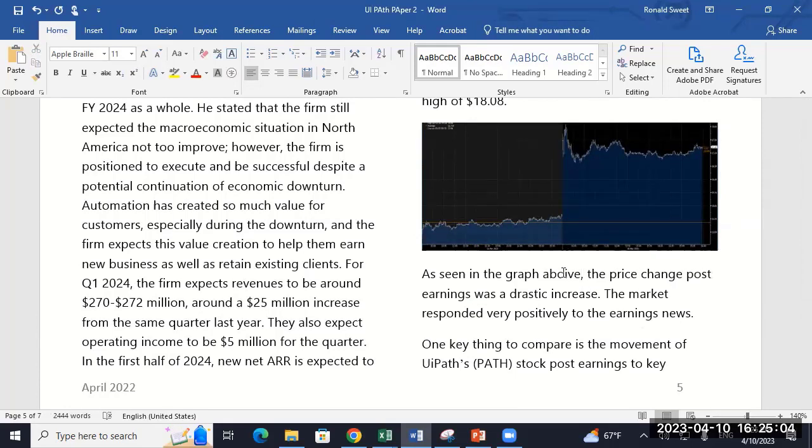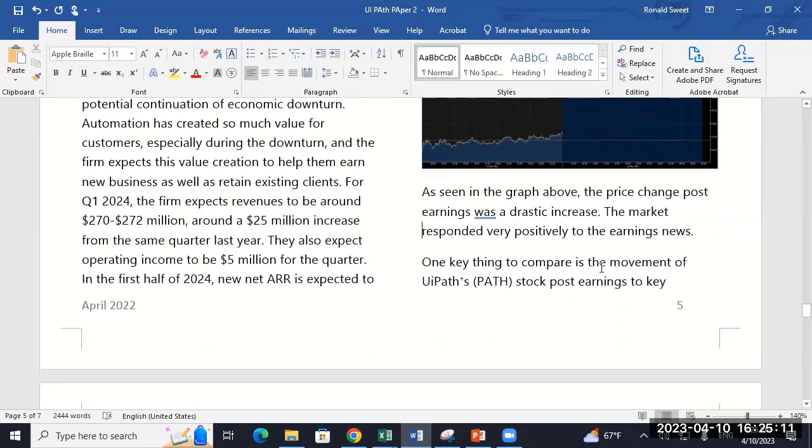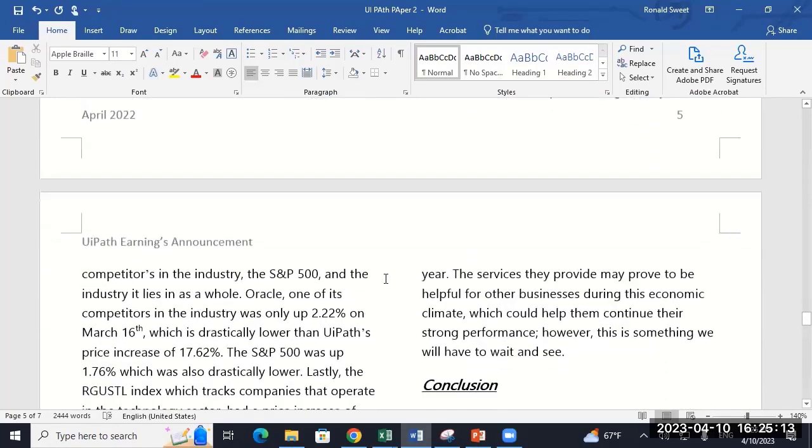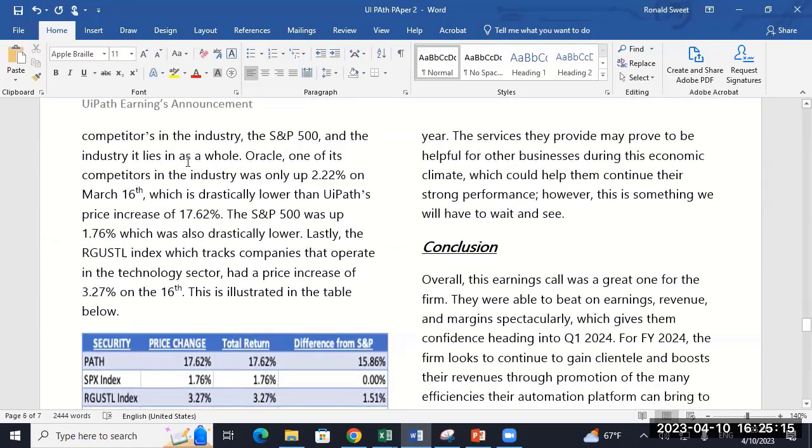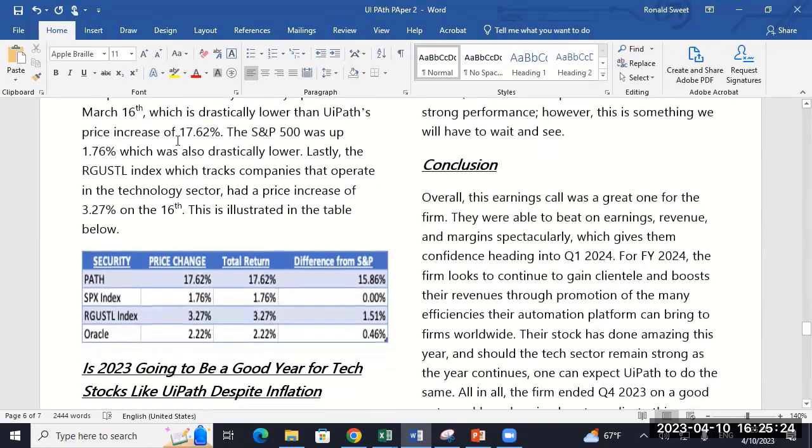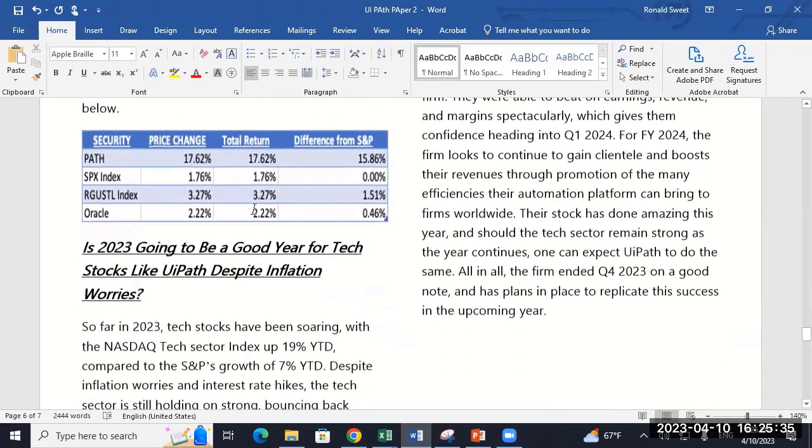The price change post earnings was drastic. The market responded very positively to the earnings news. One key thing to compare is the competitor to the industry. The S&P and the industry as a whole. Oracle, one of its competitors, was up 2.2%. The S&P was up 1.76. I see the Russell, the index in tech, had a price increase of 3.7.